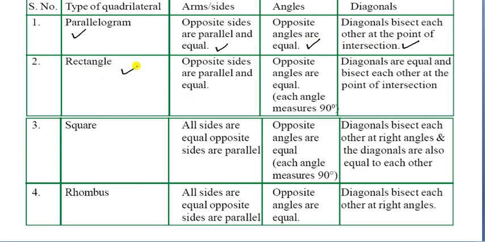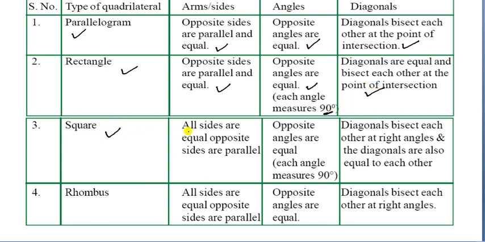Now come to the rectangle. What is a rectangle? In this case, opposite sides are parallel and equal, opposite angles are equal, and each angle is 90 degrees. Remember always, the diagonals are equal and bisect each other at the point of intersection.